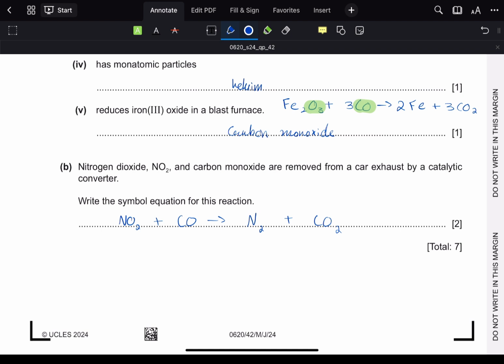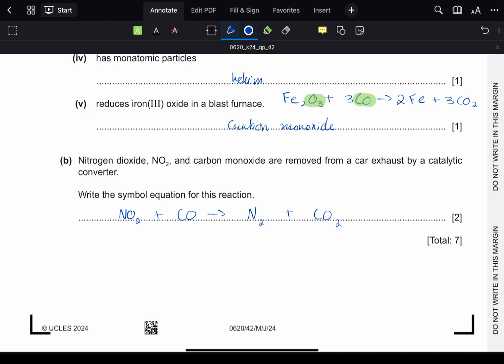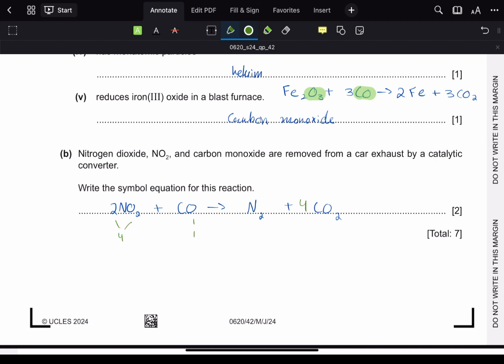On the left hand side we have 1 nitrogen, while on the right hand side we have 2, so we can put a big 2 right here. Now on the left hand side we have 2 times 2, which is 4, plus 1, a total of 5 oxygens, while on the right hand side we have only 2. So we can put a big 4 here to make a total of 8 oxygens on the right hand side, and we can also put a 4 here to make a total of 8 oxygens on the left hand side as well. And now our equation is balanced.